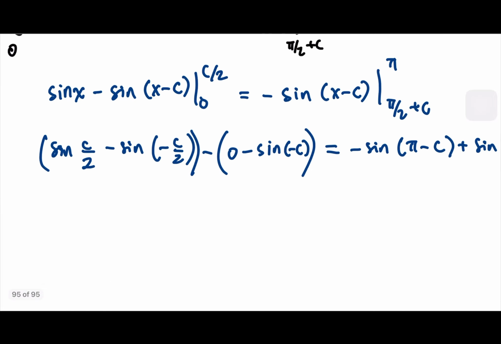Okay, now carefully we write down this part. So minus sine minus c over 2. This part itself is already minus sine c over 2. So minus and minus become positive. So 2 sine c over 2, like that.